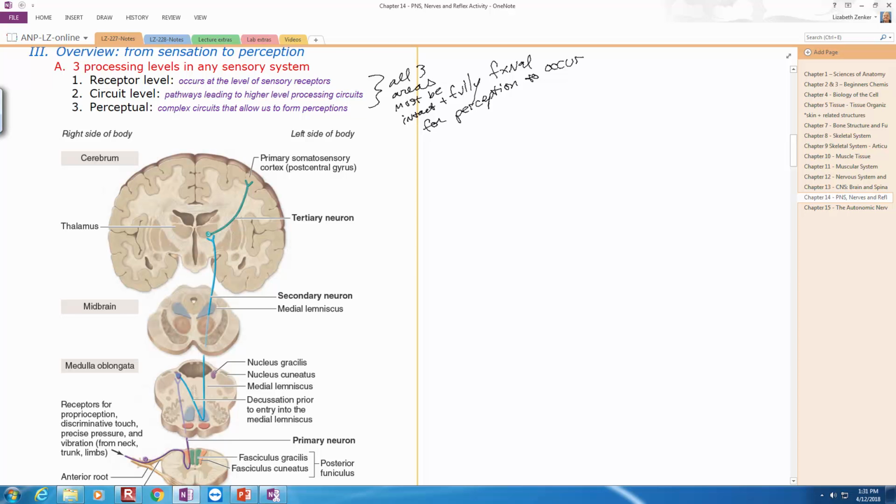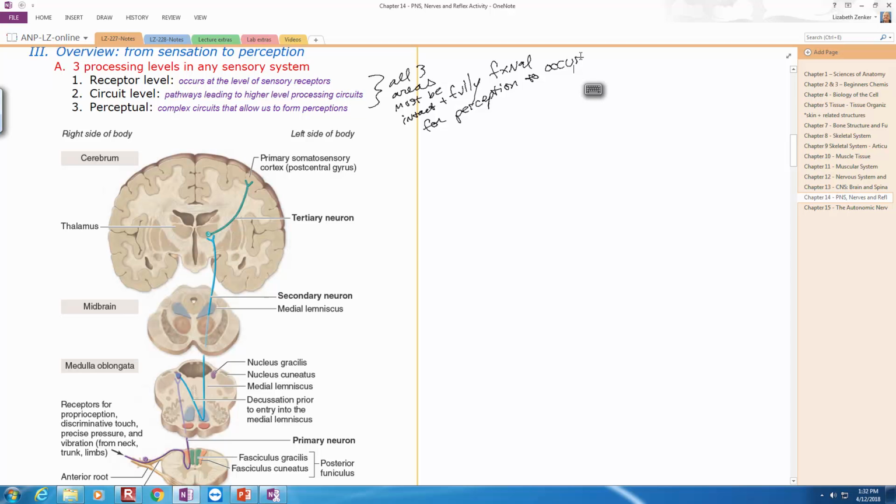So if you don't have a receptor to send the signal to the brain, you don't know what's going on, right? You have nothing telling you that you've sensed anything. If the receptor is fine, but the circuit level has a problem, it didn't make it to the perceptual part, so you still didn't know that something happened. If the receptor and the circuit are fine, but the perceptual part of the circuit is not working, then you don't know how to interpret the information, right? That's why all three of those have to be intact for these processes to make sense and for you to be aware of it, to perceive it, okay?